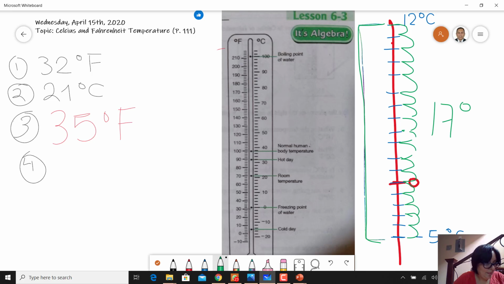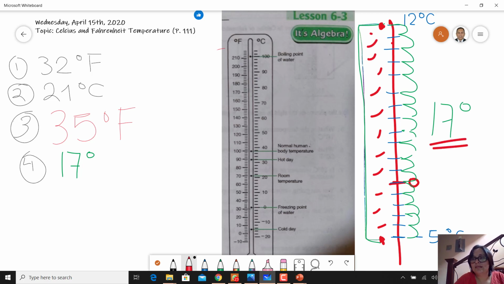17 degrees. So the answer in here, we are going to answer 17 degrees. Here we do not write Celsius because we are not measuring. We are only counting how many degrees we have from this point to this point. We have all these degrees. Okay, 17 degrees. So let's answer number 5.